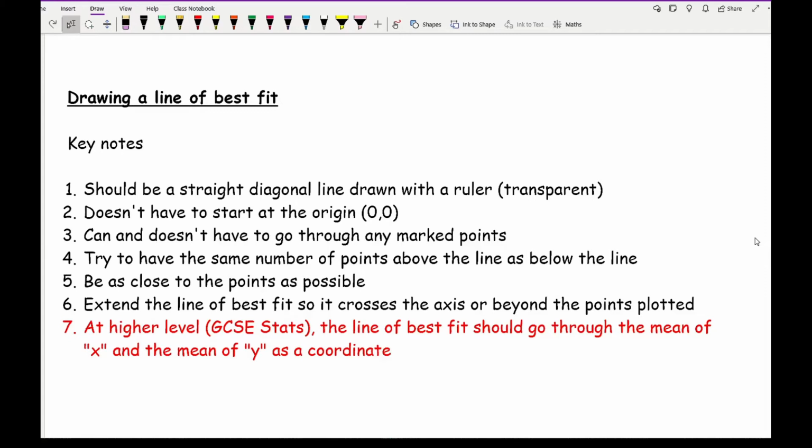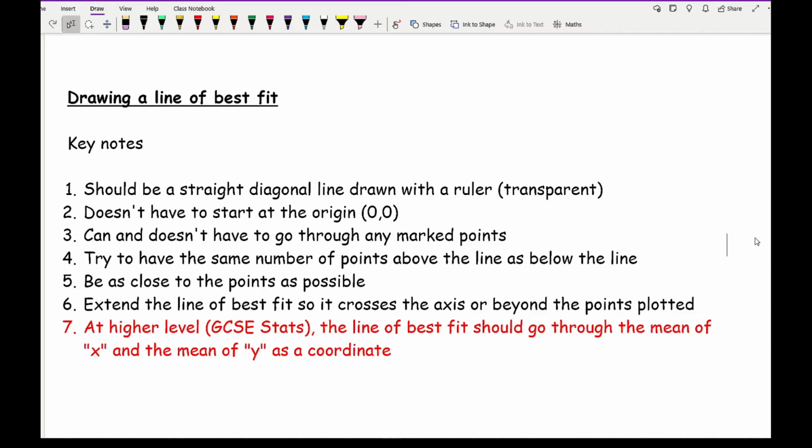Now, the second one is that your line of best fit doesn't have to start at the origin. Again, this is a big misconception, the biggest error that a lot of students make, especially when you've got positive correlation, that they automatically think that the line of best fit has to start at 0, 0, or the origin, which is not true. It also doesn't have to go through any of the marked points, so you don't have to avoid the line. Now, generally speaking, you want to try and make the line as close as possible to all the points, which is basically going on to point 5.